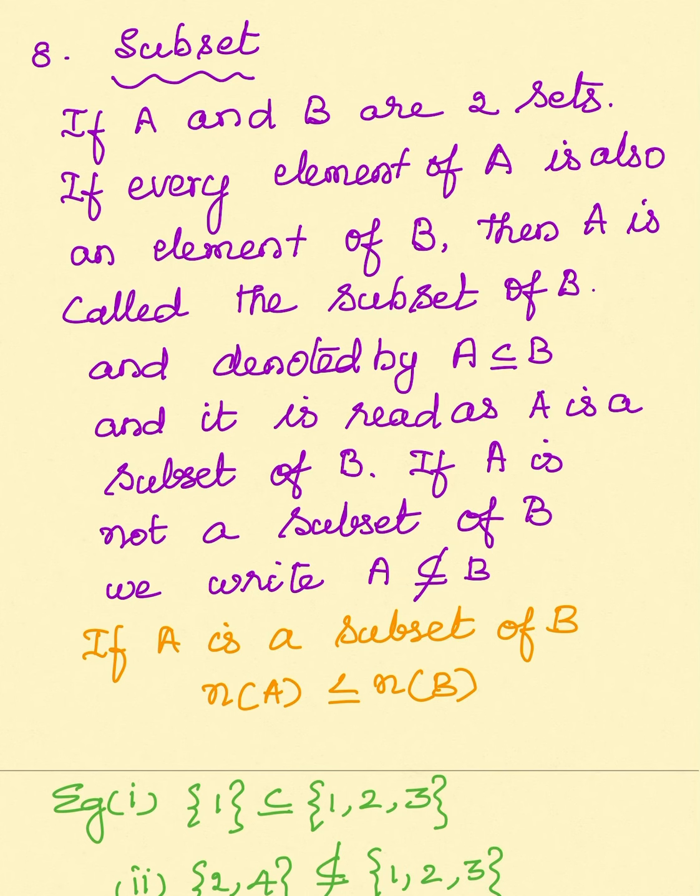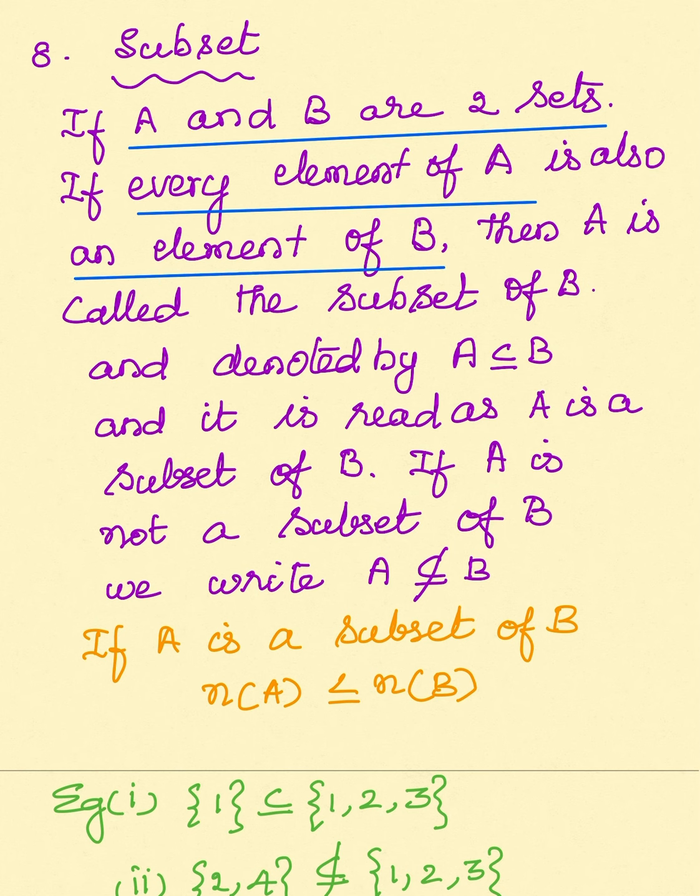Next we go to subset. Here A and B are two sets. You have to take A and B as two sets. And what is the condition to be a subset? Every element of A is also an element of B. Then you say A is called a subset of B. Every element of A must be in the set B. Then you call it a subset of B.